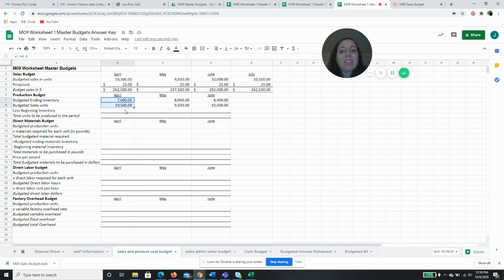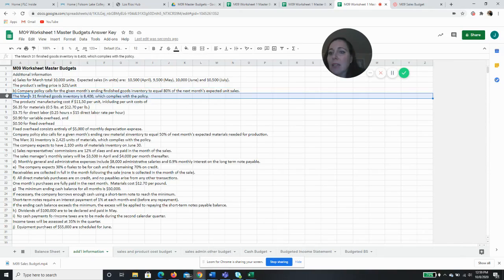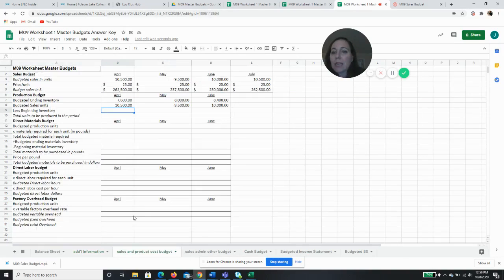But we may have already gotten a head start, and that head start is going to be our beginning inventory. So you're saying, well, what the heck is beginning inventory? Let's go check our additional information. It tells us the March 31st finished goods inventory is 8,400 units, which complies with policy. Remember, last month's ending inventory is this month's beginning inventory. So our beginning inventory for April is going to be 8,400 units. And in our formula, we're going to subtract it. So I'll just put a minus there. Try again.